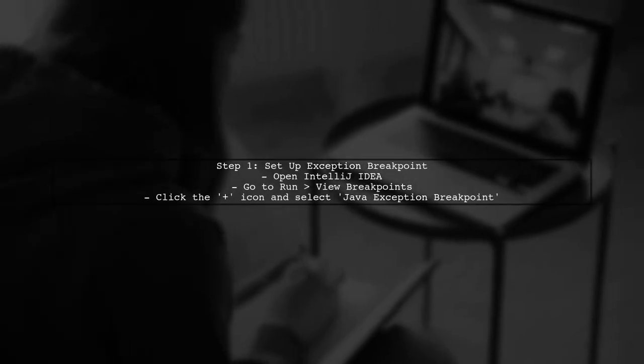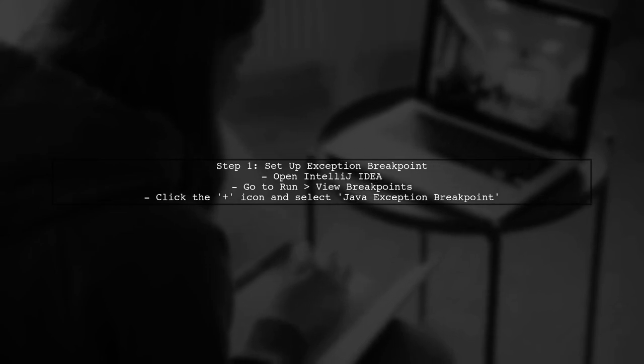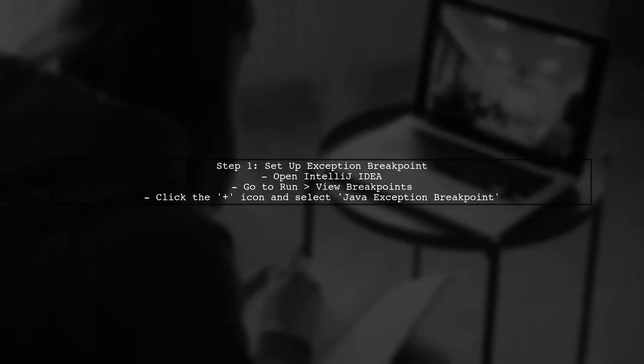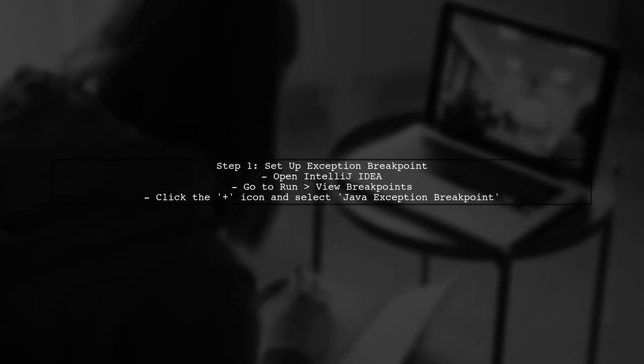So let's continue on. To configure IntelliJ IDEA to break on exceptions in JUnit tests, we need to set up an exception breakpoint. This will allow us to inspect the state of our application when an exception occurs.